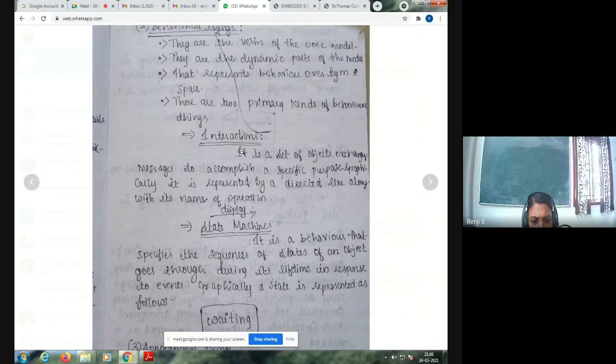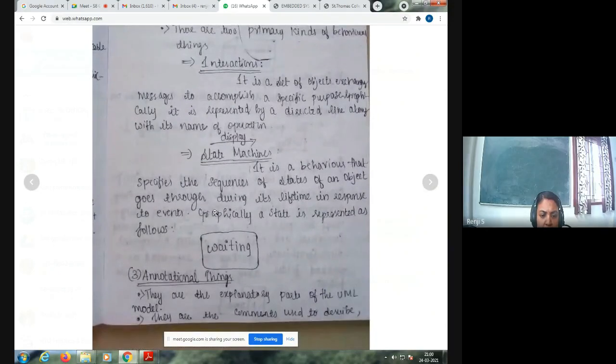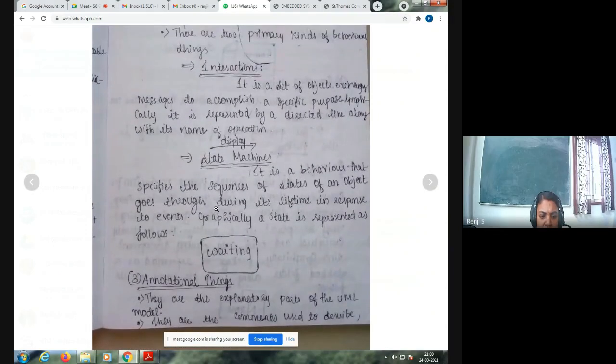A state machine is a behavior that specifies the sequence of states an object goes through during its lifetime, and this happens in response to certain events. Graphically, a state is represented as a rounded rectangle with the name of the state written inside it. So behavioral things are of two types: interactions and state machines.